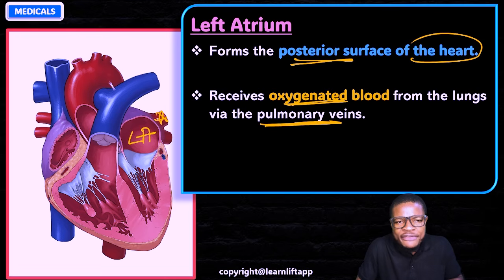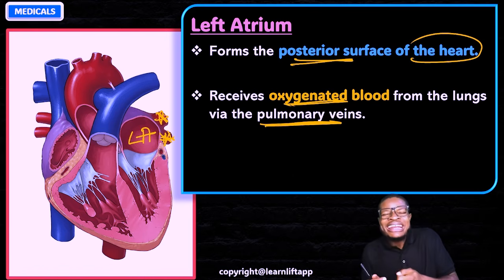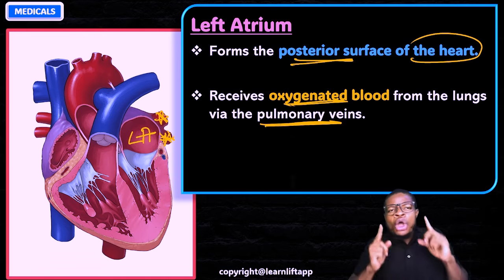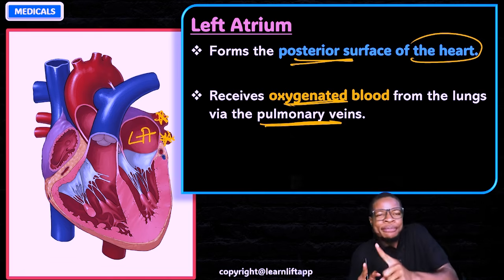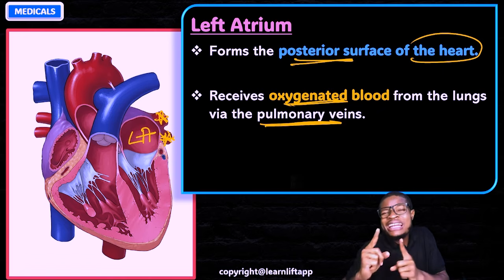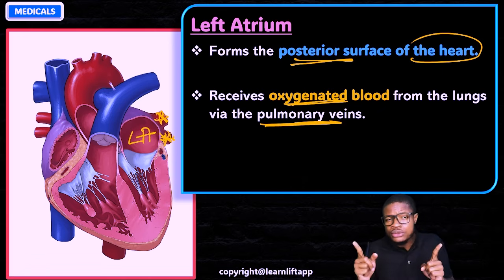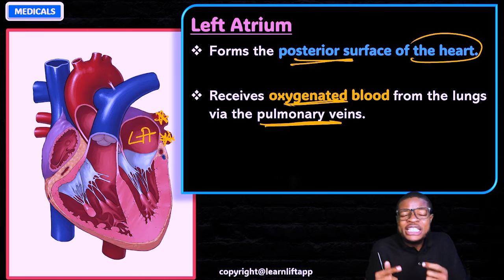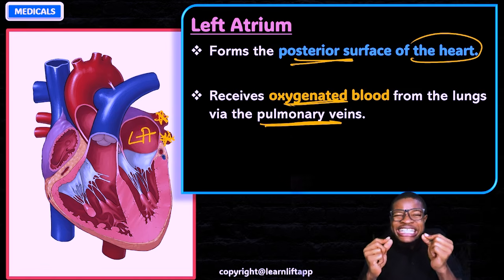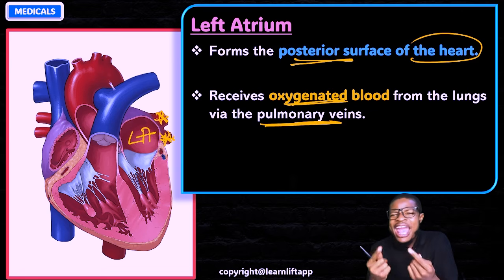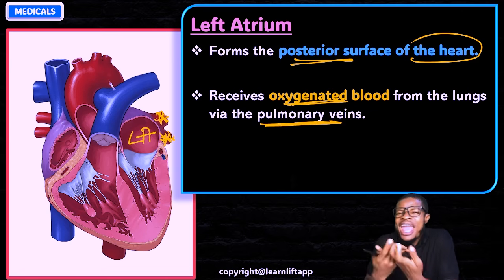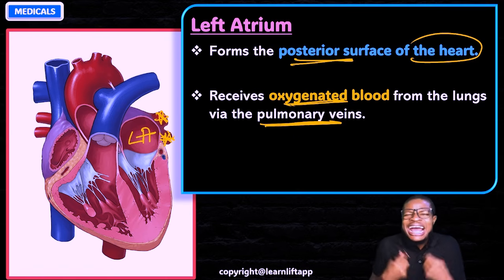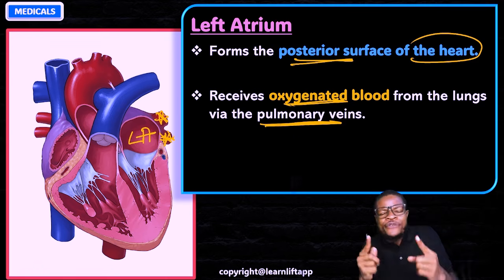So here's your pulmonary vein. Here's another pulmonary vein. So the pulmonary veins, listen carefully. All arteries carry oxygenated blood except the pulmonary artery, because the pulmonary artery carries deoxygenated blood to the lungs. All veins carry deoxygenated blood except the pulmonary veins, because the pulmonary veins carry oxygenated blood to the heart. Veins carry blood to the heart. Arteries carry blood away from the heart.